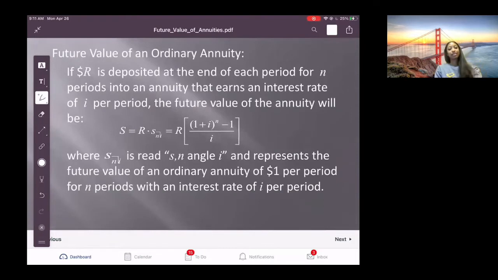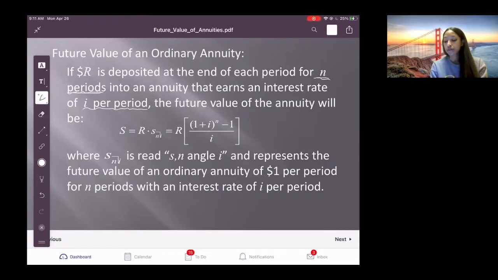All right. So the future value of an ordinary annuity formula. If R dollars is deposited at the end of each period for n periods. Notice it says n periods, not years. Into an annuity that earns an interest rate of I per period. Again, this is the interest rate per period. That's going to be different in a number of periods. This is different from what we did before.